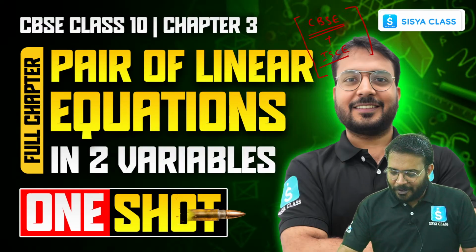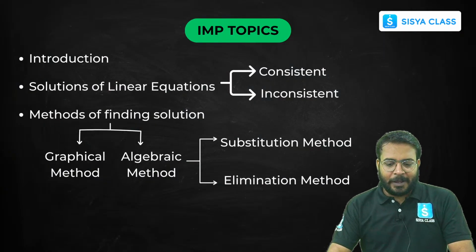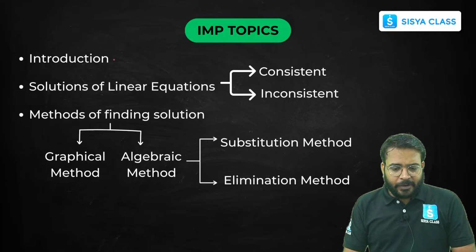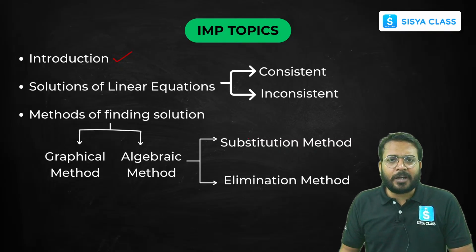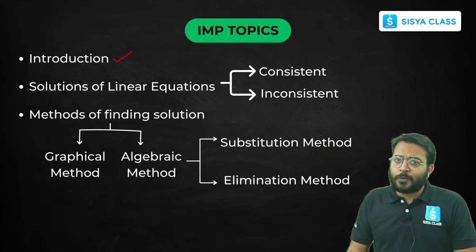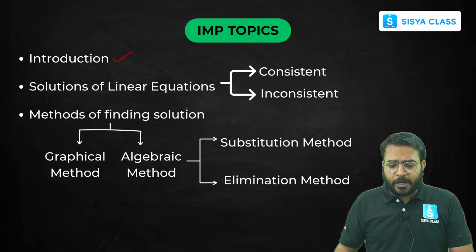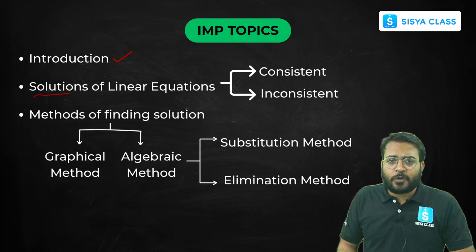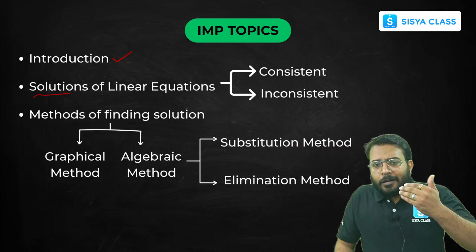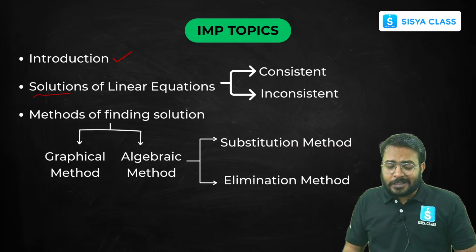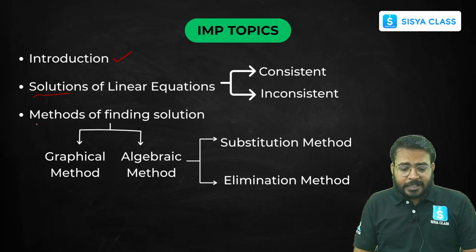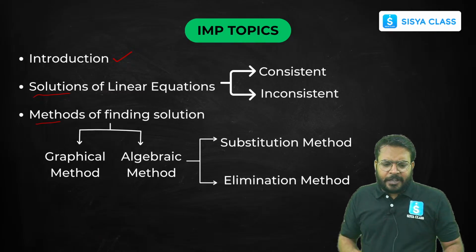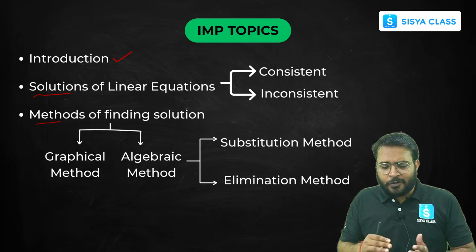So let us start. These are the topics that we are going to cover here. First, some introduction about linear equations. What is meant by linear equations? What is a linear equation in one variable, two variables? Then how to identify which type of solution the given linear equation is going to have, whether it is consistent or inconsistent. Then we will see the graphical method, how to find the solution for your pair of linear equations using the graphical method and using the algebraic method.